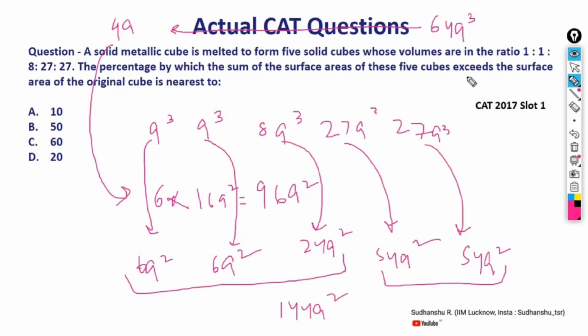What is the change in the surface area? What is the percentage by which the sum of the surface areas of these individual cubes exceeds the surface area of the original cube? That is quite clearly from 96 to 144, an increase of 48, which is 50% of 96. The answer is option B.